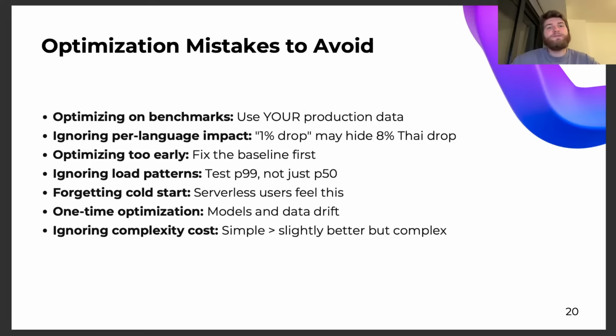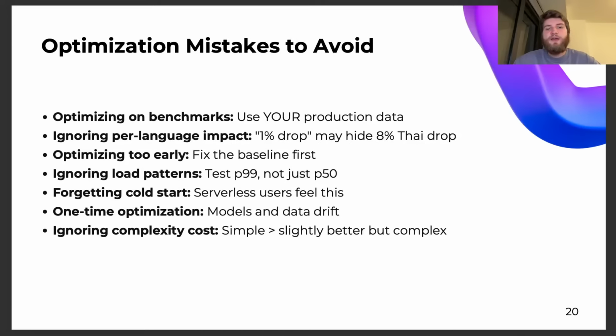Now let me share the optimization mistakes that happen most often, in my opinion. Mistake 1. Optimizing on benchmarks instead of production data. XLM-R quantized might show a 0.5% accuracy drop on the XNLI benchmark, but a 3% drop on your specific e-commerce data because your data has different characteristics. So always evaluate on your production data distribution.